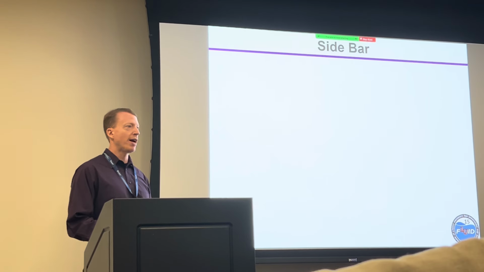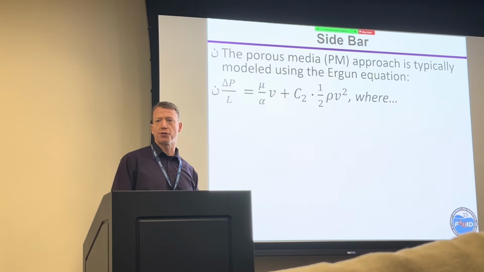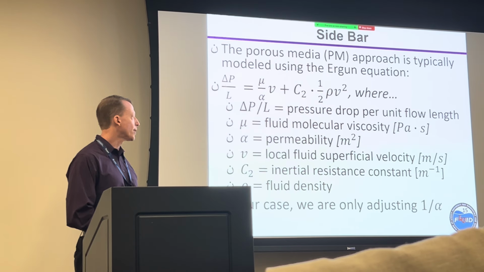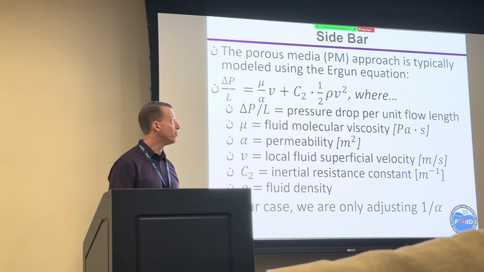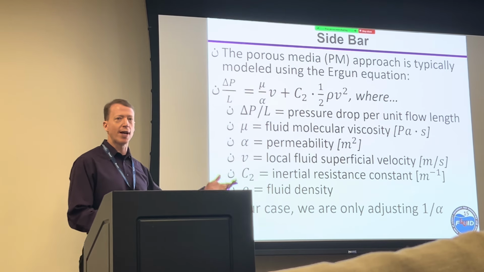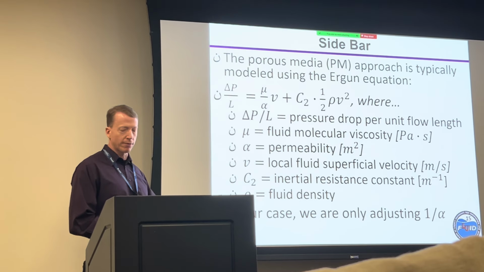So sidebar, how do we treat porous media? Well, it's the Ergun equation, right? So the pressure drop is a function of a viscous term and an inertial term. Here are the constants. We're going to focus on alpha, which is permeability, which is the first part of the viscous term. You'll recognize the inertial component, 1/2 rho v squared. Everything is 1/2 rho v squared. But we're going to, again, focus on that.